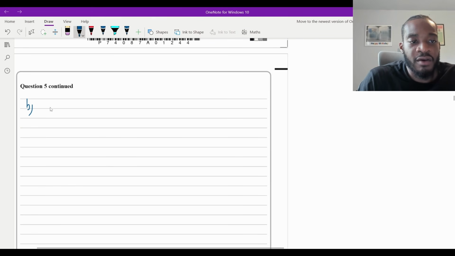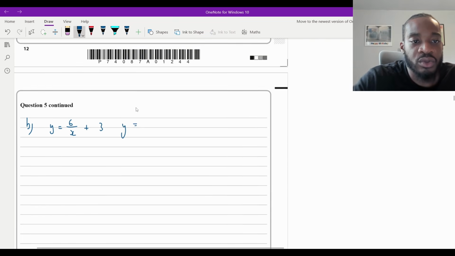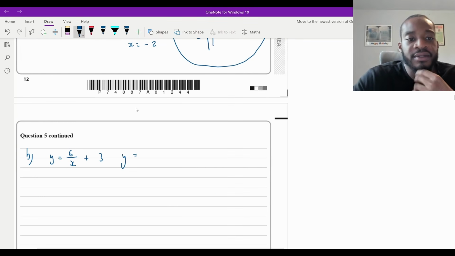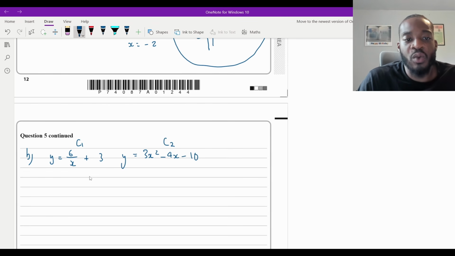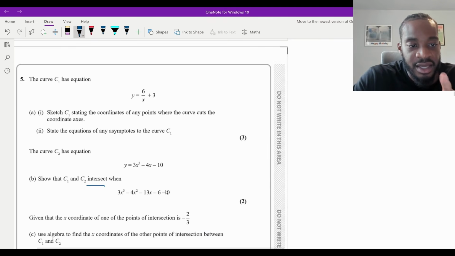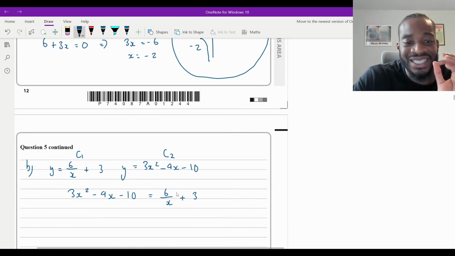So for part B, we have y is equal to 6 over x plus 3, and the other one was y is equal to 3x squared minus 4x minus 10. It's curve C1, that's curve C2. If they intersect, then the y's are going to be equal, so I'm going to literally equate them. I'm going to put this one on the left. So 3x squared minus 4x minus 10 is equal to 6 over x plus 3. Now we need to show that they intersect when we have that equation there. So all this is a matter of using algebra to get it into that form.